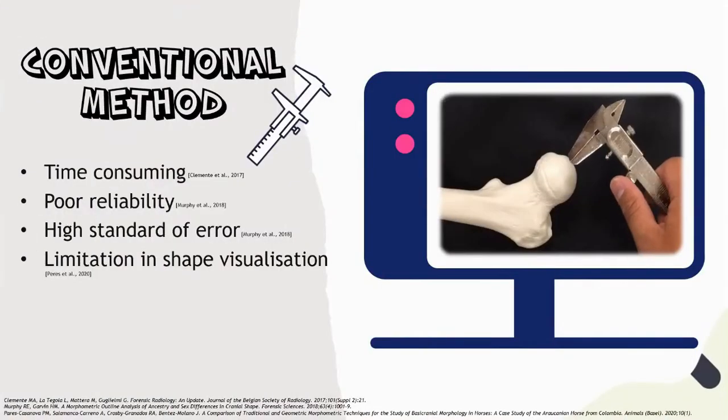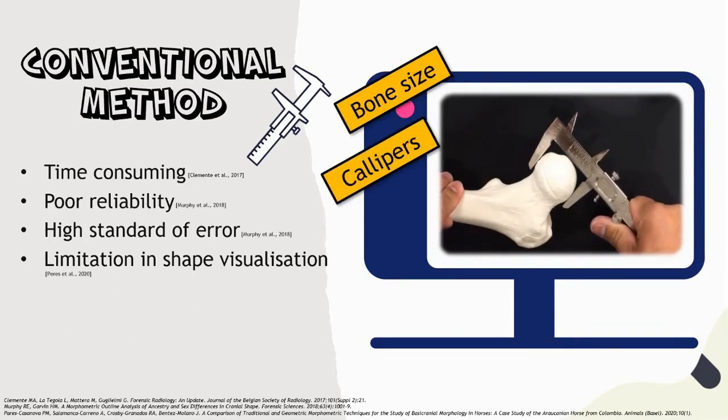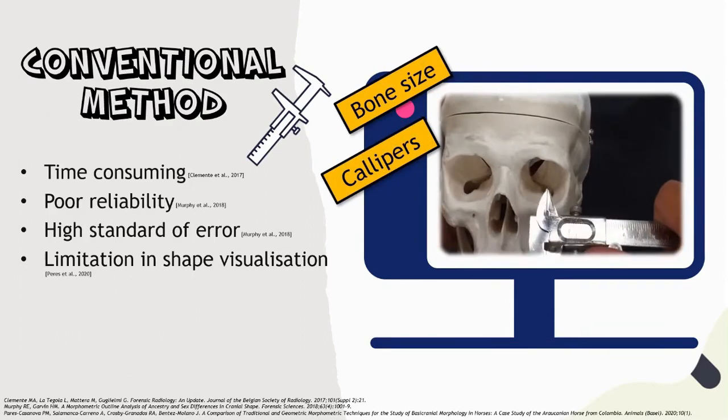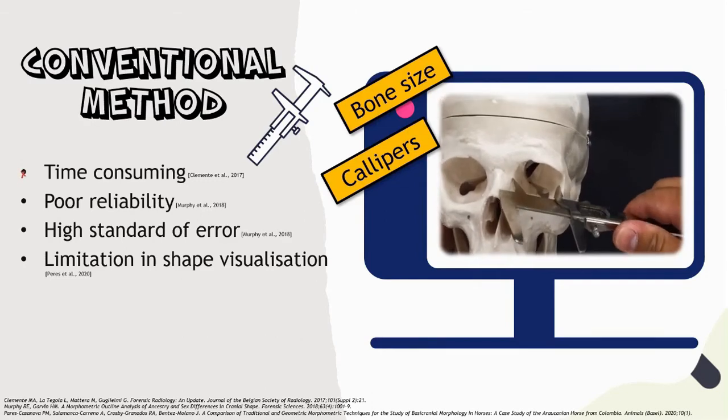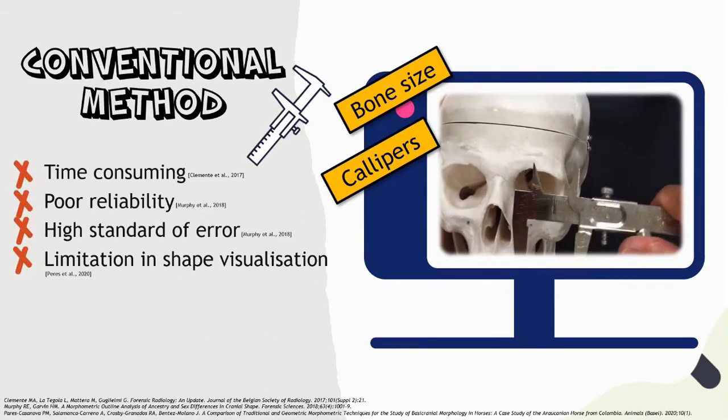First is the disadvantages of the conventional method. Calipers is traditionally used to estimate size of bones by measuring the linear distance such as length, height, and width of the bone. This is time-consuming, has poor reliability, high standard of error, as well as limitation on shape visualization.